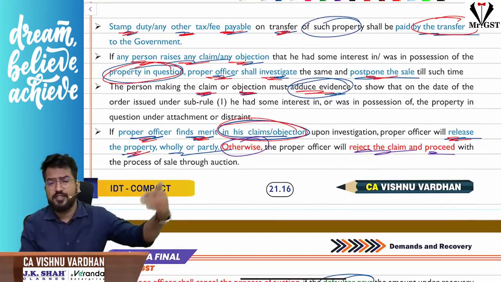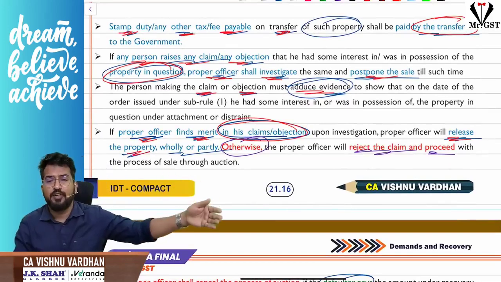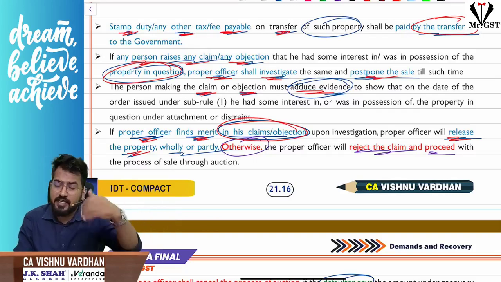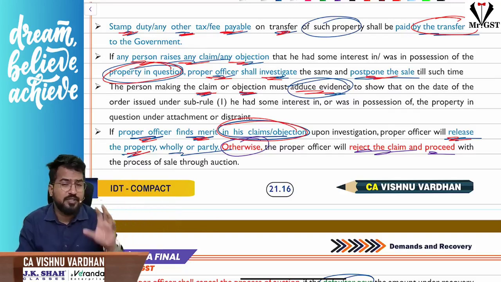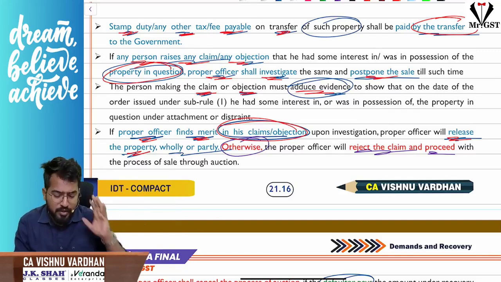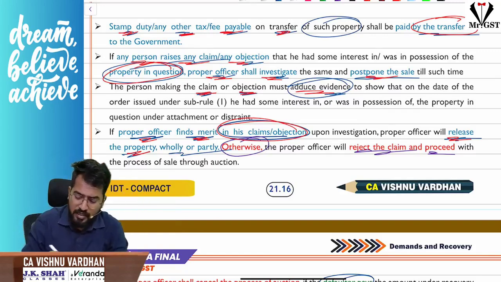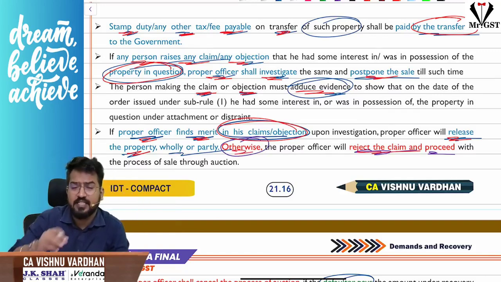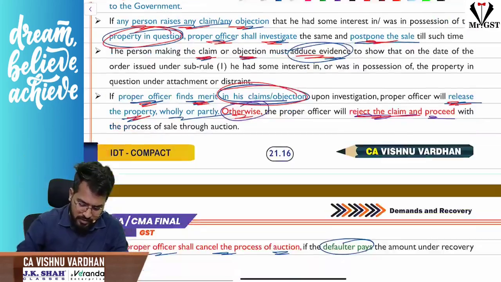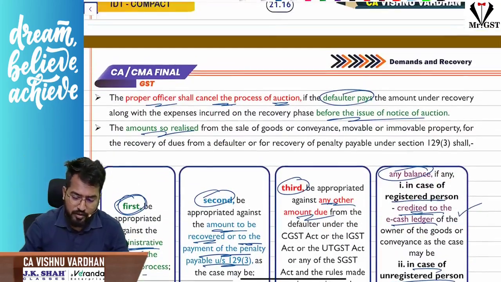If he feels, yes, this is not the property of the defaulter, this is the property of the wife or the brother or sister, like that, and comes to a conclusion based on the evidence submitted, then he will release the property. Otherwise he will reject their claim and proceed for sale through auction, including e-auction.